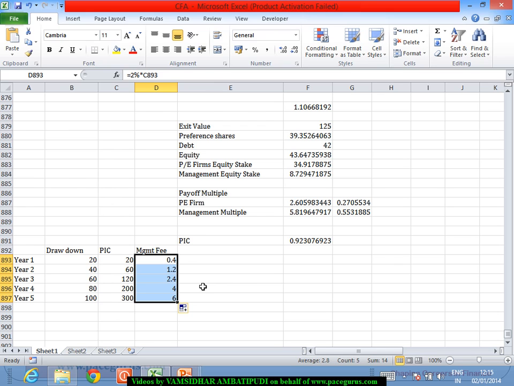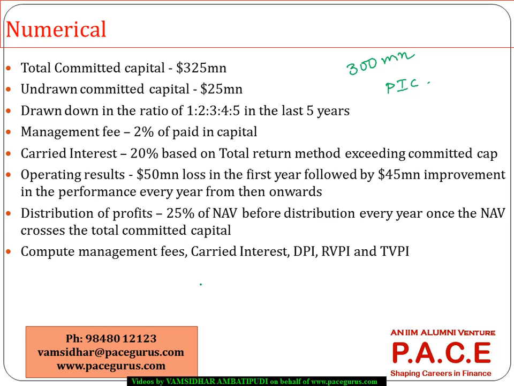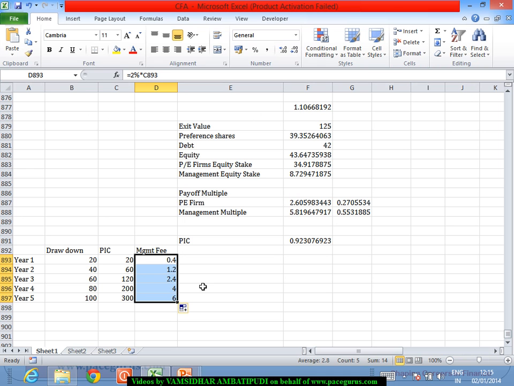Then the carried interest is 20% based on the total return methodology. Okay. So the 20% of the total return. So we'll work out with the total return.